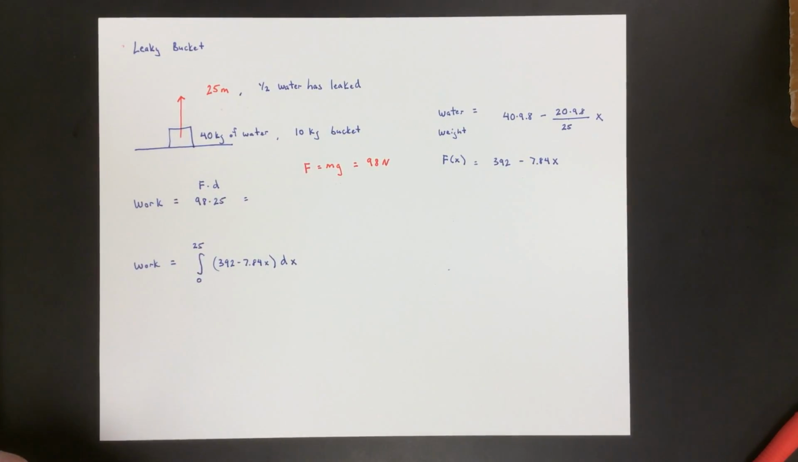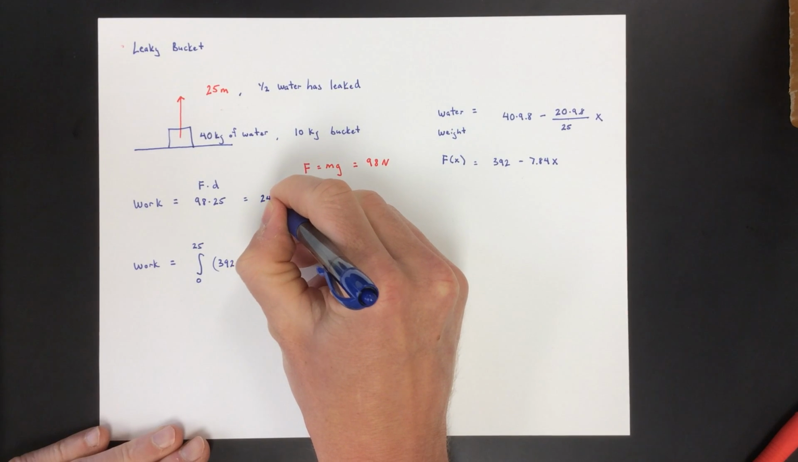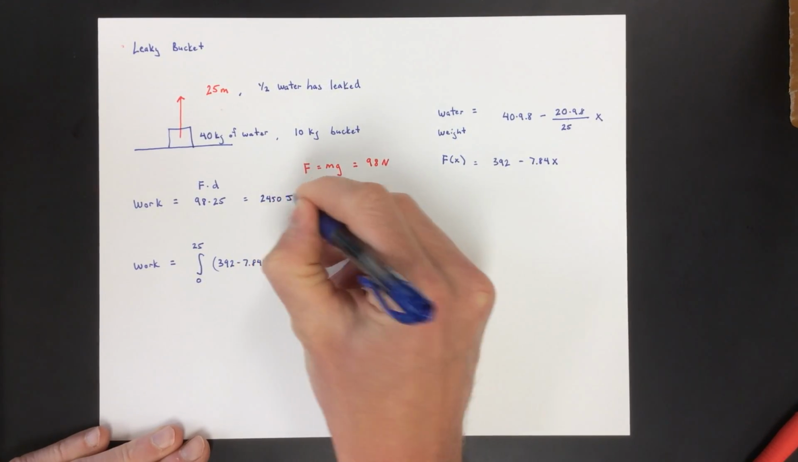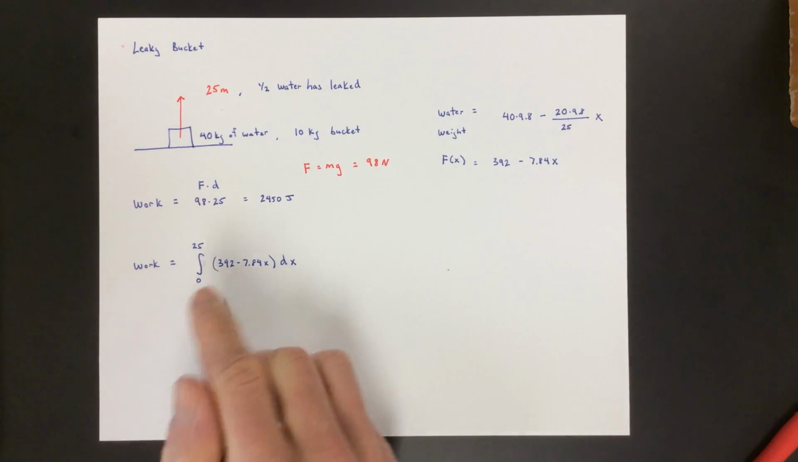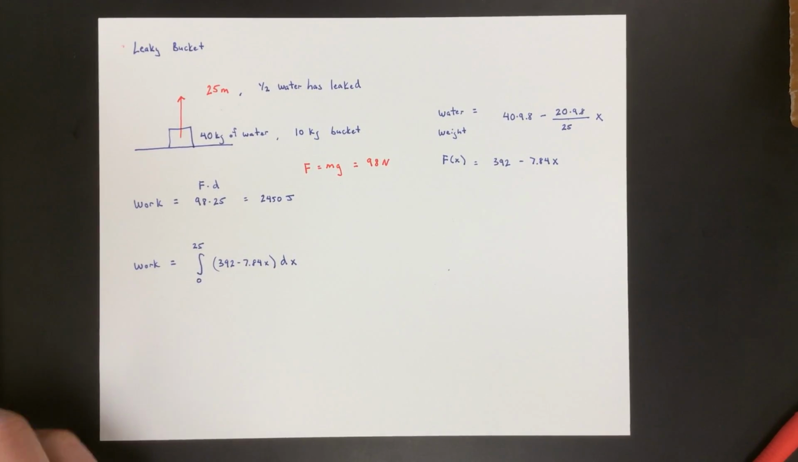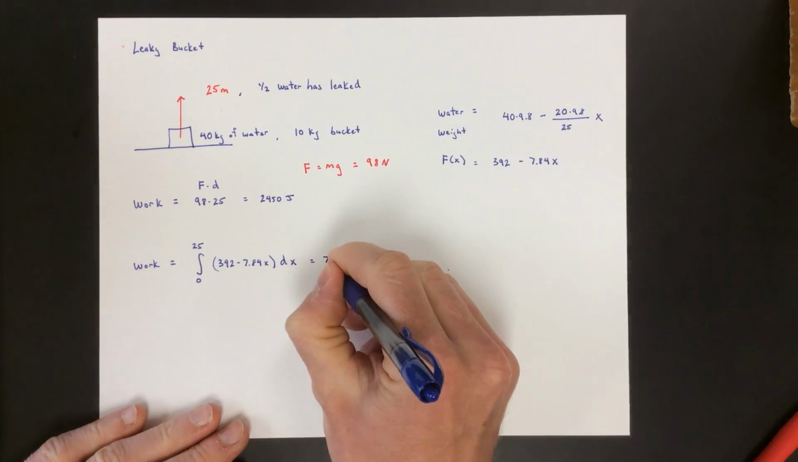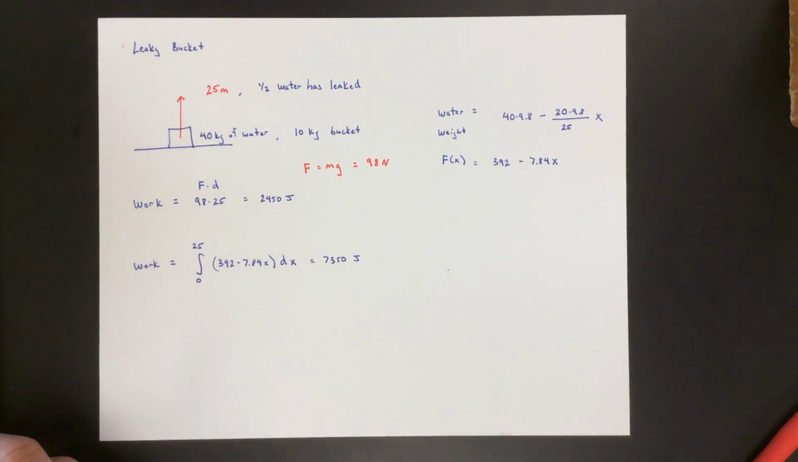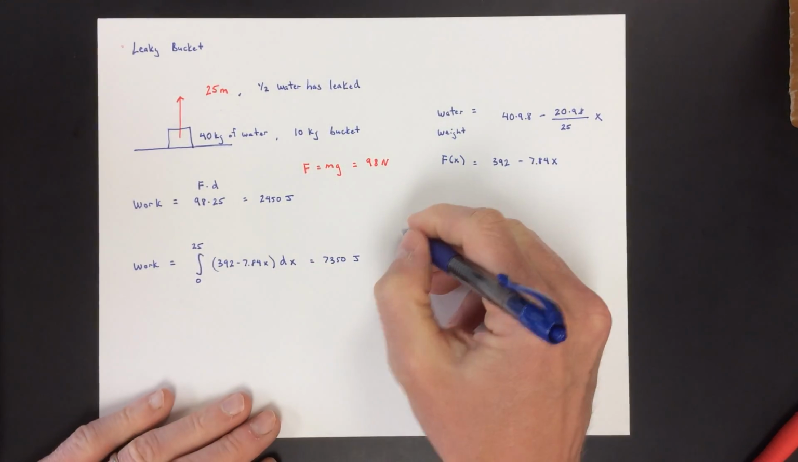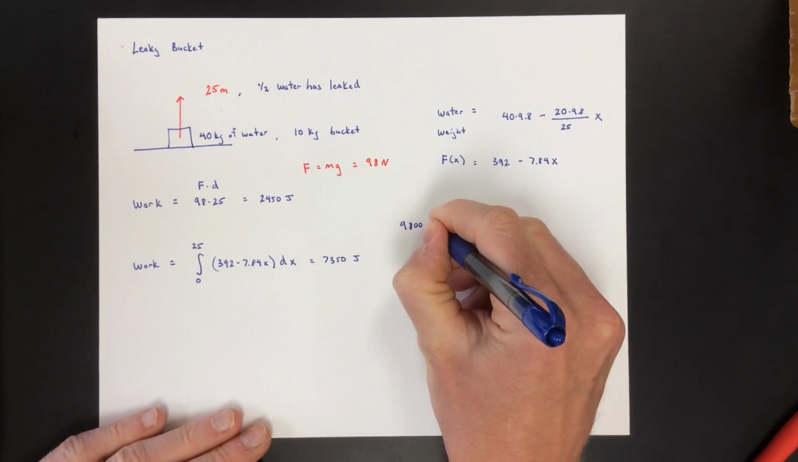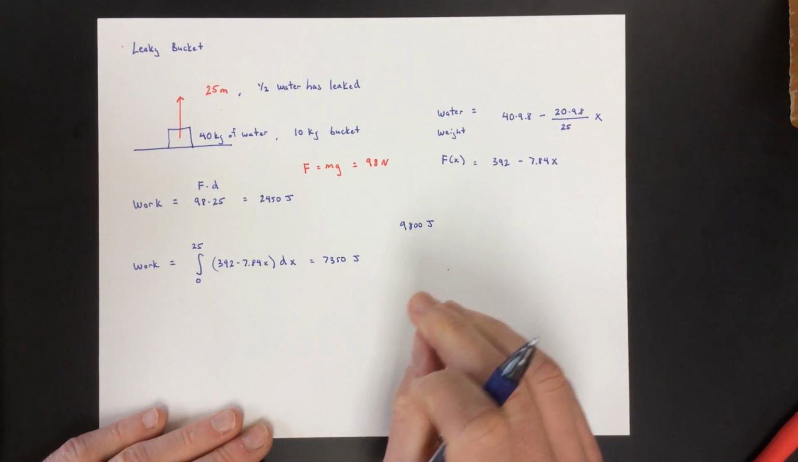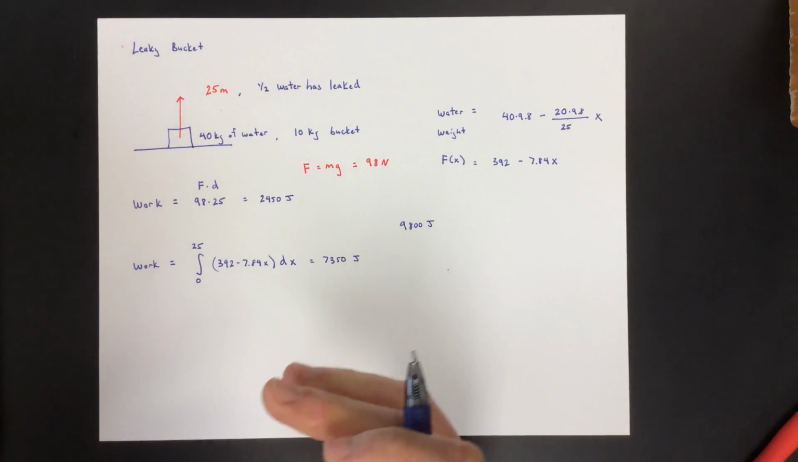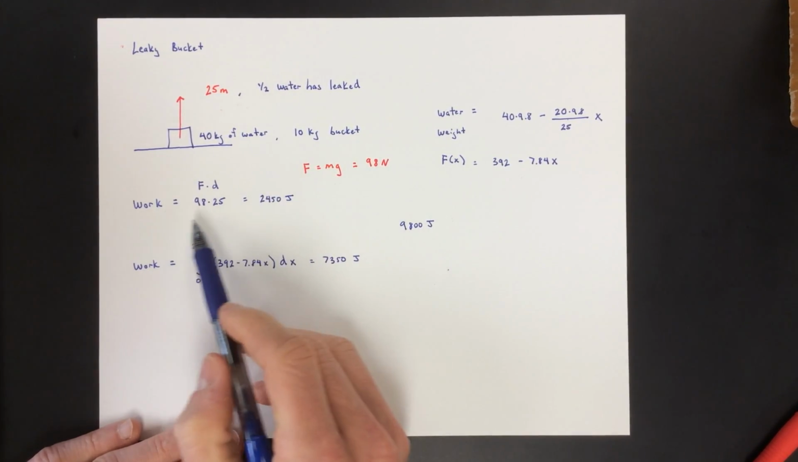So 98 times 25, that's 2450 joules. And then this is an easy integral, but we can also just use Math 9 if we wanted to. Integrate from x equals 0 to 25, and we get 7350 joules. That's how much work it is to lift the water. And let's add that to the 2450, and all of a sudden we get 9,800 joules of work to lift the bucket and the water.